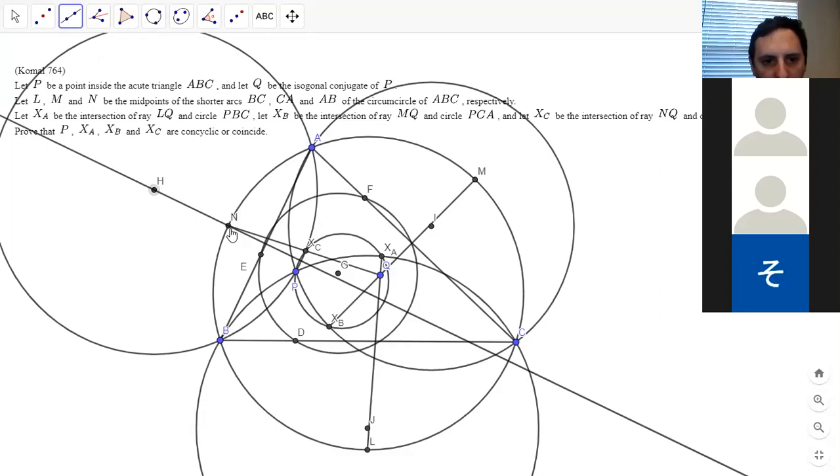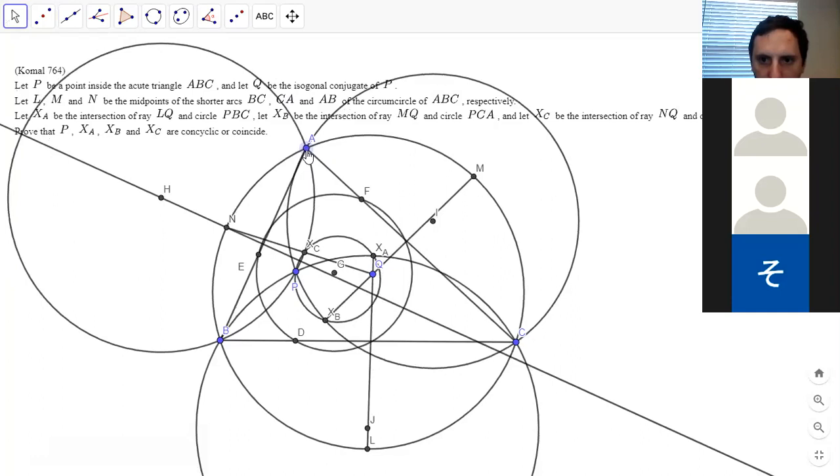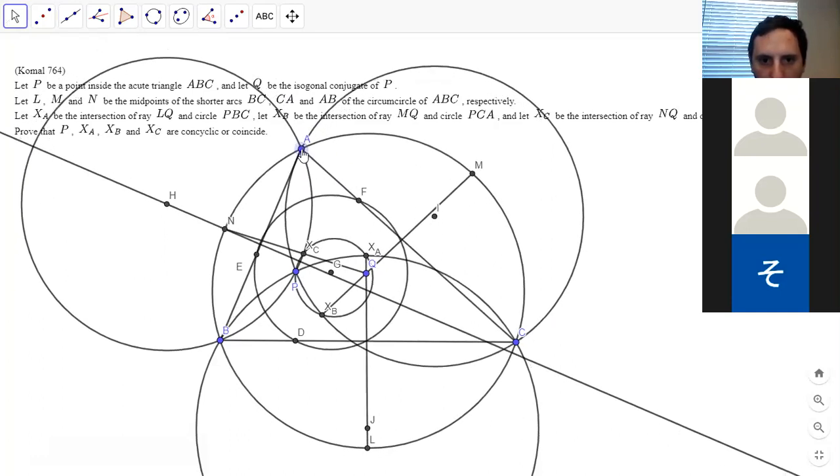So HN is a perpendicular bisector of PXC. Oh no, is that true? I don't think so. It's a perpendicular bisector of AB. IM. So I mean, these three lines would pass through the circumcenter of ABC, right?